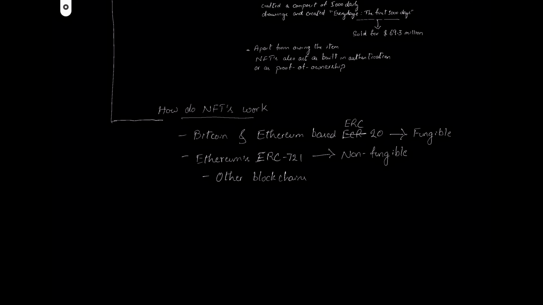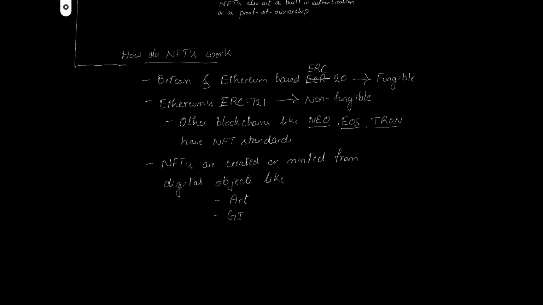Now at this point, you might be really curious to know how NFTs actually work. There are various blockchains that have their own NFT standards. An example is Ethereum's ERC-721, which is a non-fungible standard, and there are other blockchains like Neo, EOS, and Tron that have their own NFT standards. Now that was a lot of jargon. To help conceptualize, it really helps me to think of all this as just separate websites where a user can go and buy and sell goods, like Amazon or eBay or Etsy. NFTs are created and minted from digital assets like art, music, gifts, videos, sports highlights, designer sneakers, and much more.